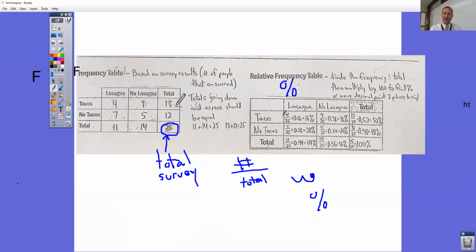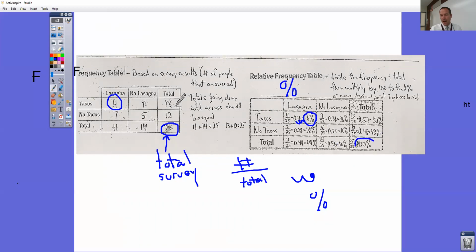So if we take a look at people who like lasagna and tacos, there are 4 people total out of the 25. So you're going to divide 4 divided by 25. Top divided by bottom, you get 0.16. Then move your decimal point 2 places to the right to give you 16%. And you keep on doing that with all of them. The number divided by the total, move your decimal point over 2 places to the right to get your percent.